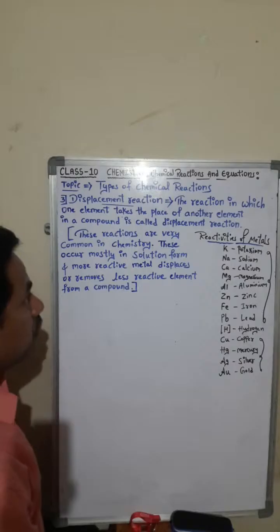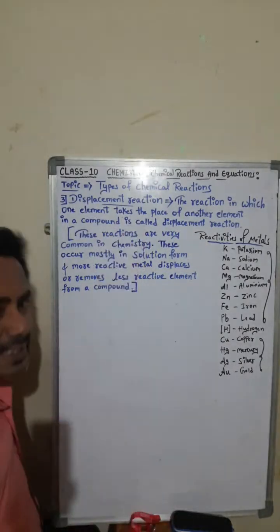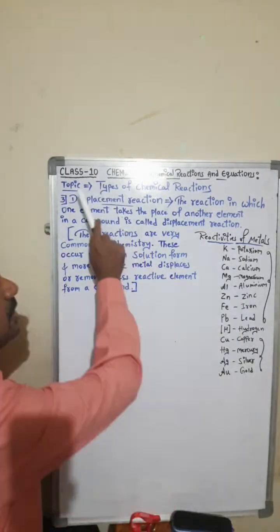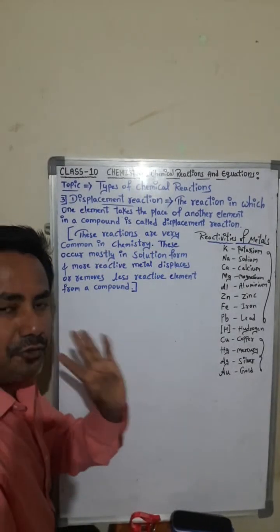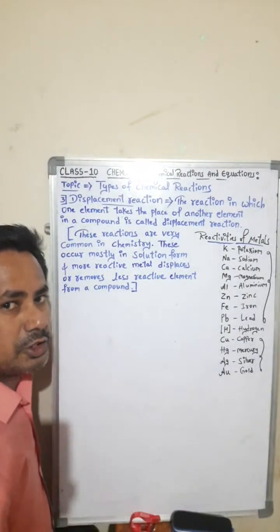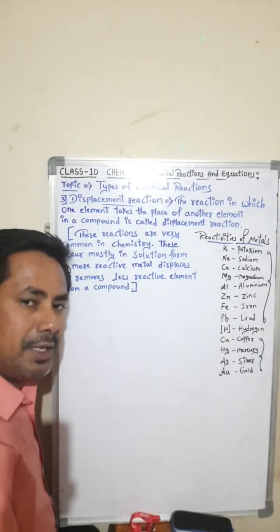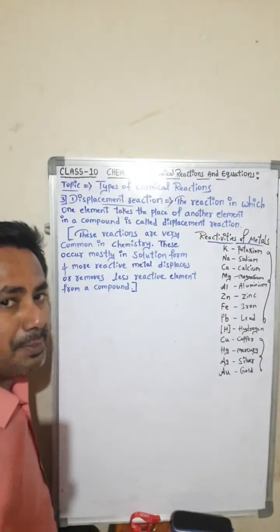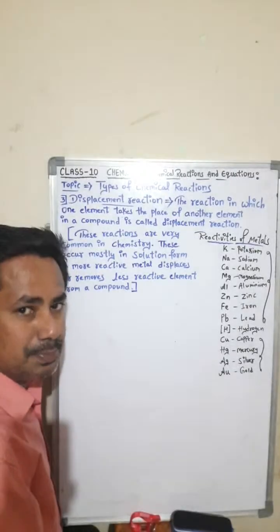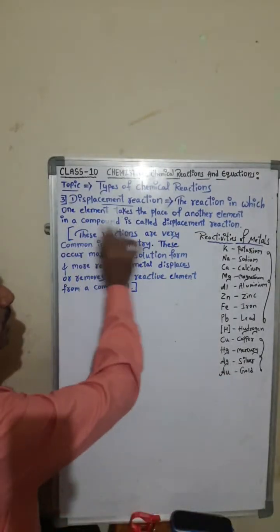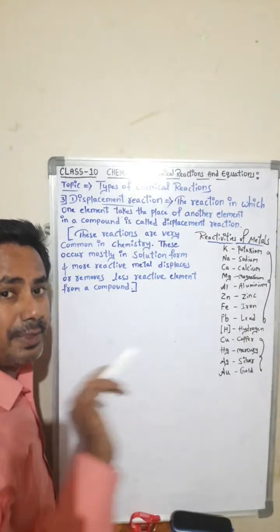So already we have started the chapter. Today the topic is types of chemical reaction. This topic also we have started. There are 4 types given in your class 10 textbook: chemical combination reaction, chemical decomposition reaction, chemical displacement reaction, and chemical double displacement reaction. Today's class we are going to study chemical displacement reaction.